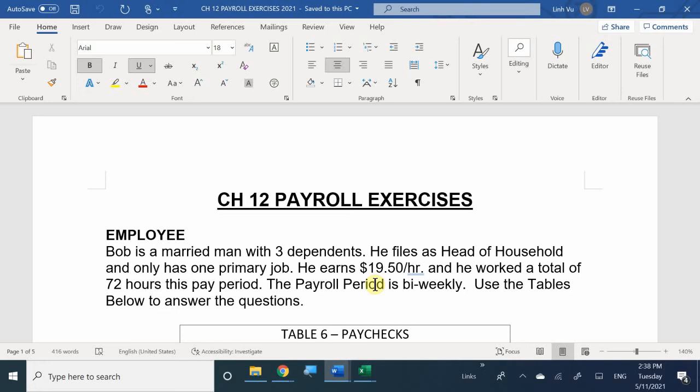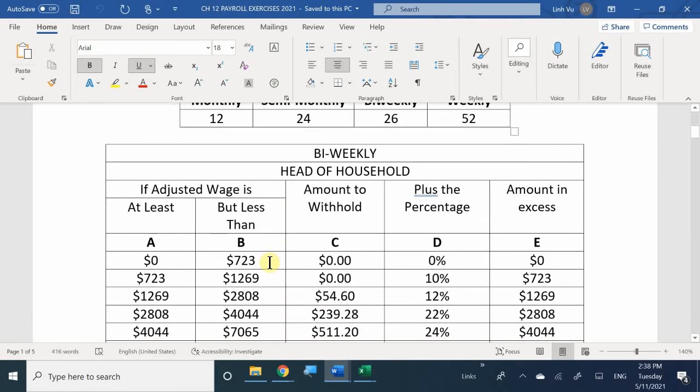Usually the max you could do for a bi-weekly with a regular wage is going to be up to about 80 hours. So there you go. He works a total of 72 on a bi-weekly pay period. Now we're going to use the following table to calculate what Bob's federal income tax withholdings are.